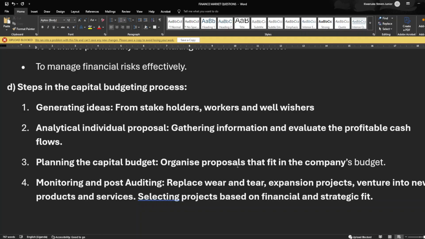Then lastly, monitoring and post-auditing. Replace wear and tear, expansion projects, venture into new products and services, selecting projects based on financial and strategic fit. That is monitoring and post-auditing when the firm or the industry has finally kicked off.